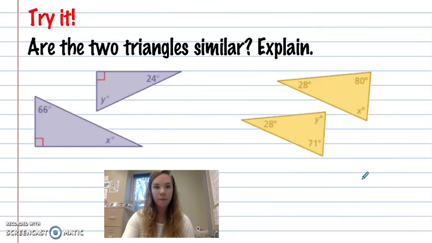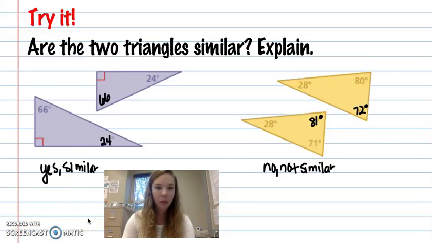Okay? I'm going to have you try these two on your own. So go ahead and pause and try them. And then after you're done, you can hit play and make sure that you are right. All right, so the purple set of triangles are similar. They have the same three numbers. The yellow set of triangles are not similar because they are not the same three angle measures.